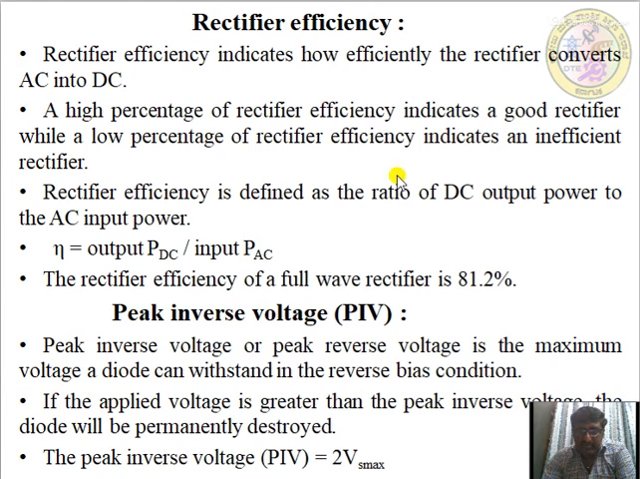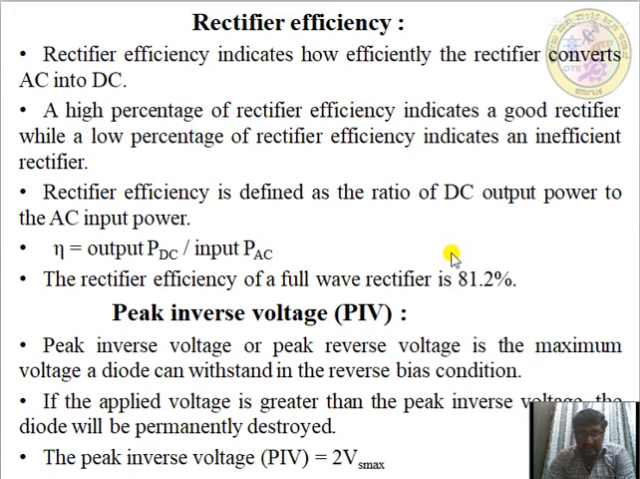Rectifier efficiency is defined as the ratio of DC output power to AC input power, that is, PDC by PAC. The rectifier efficiency of the full wave rectifier is 81.2%. For the half wave rectifier it was 40.2%, and here the rectifier efficiency is 81.2%. So why are we going for full wave rectifiers? This is the reason: the efficiency is 81.2%.